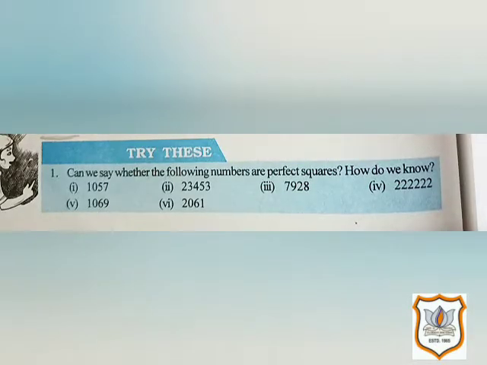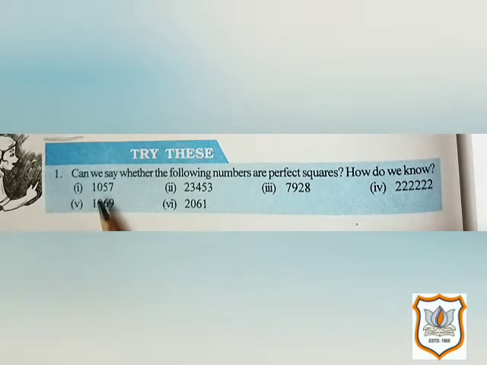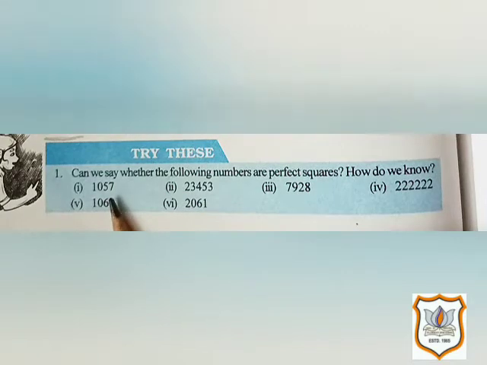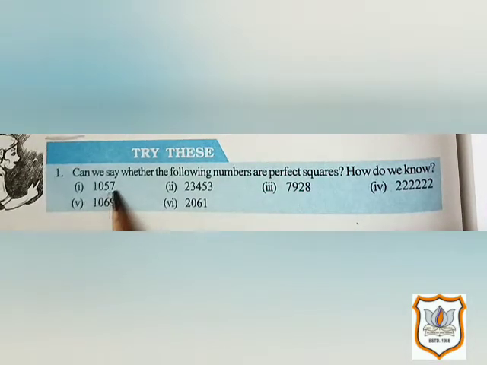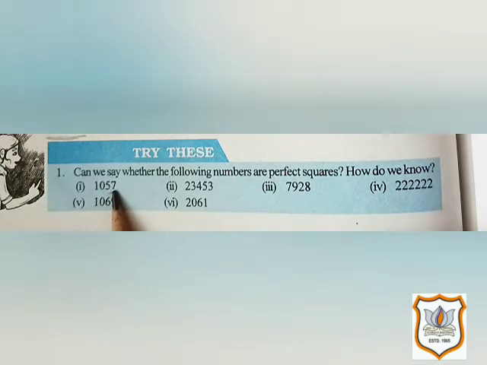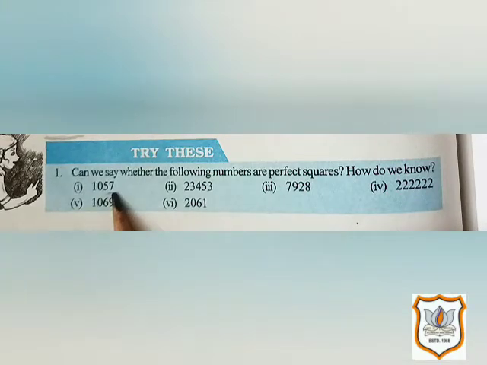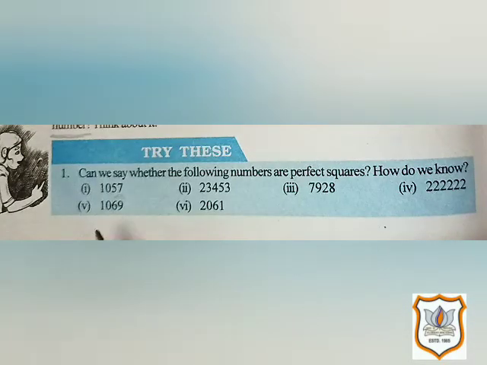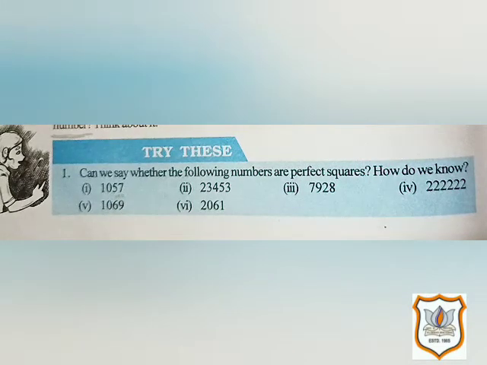Now I will explain with an example. The number is 1057. So students, the ending digit is 7. In this number the ending digit is 7, and all square numbers end with 0, 1, 4, 5, 6 or 9 in the units place, but here it is 7. So this given number 1057 is not a perfect square.